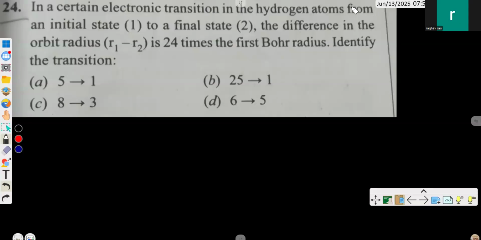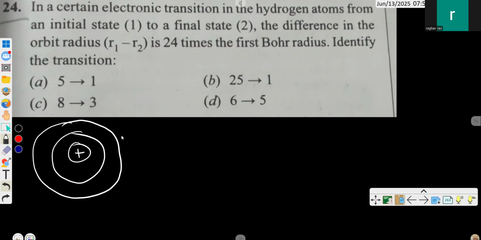Let us see this question. In a certain electronic transition in the hydrogen atom, from an initial state 1 to a final state 2. So that means it is jumping from one state, let us suppose this is state 1, to state 2. So it is jumping from here to here, from one orbit to another orbit, state 1 to state 2.